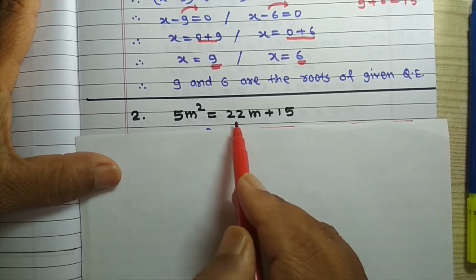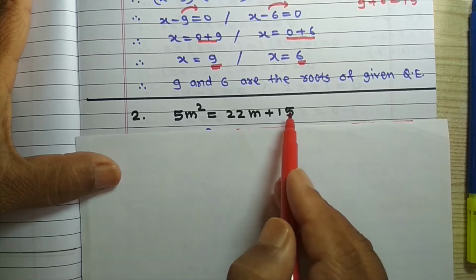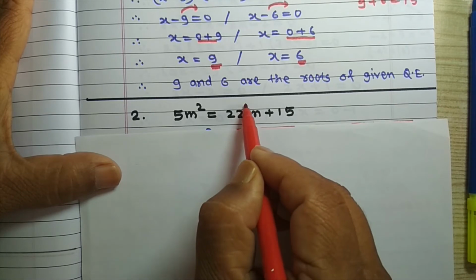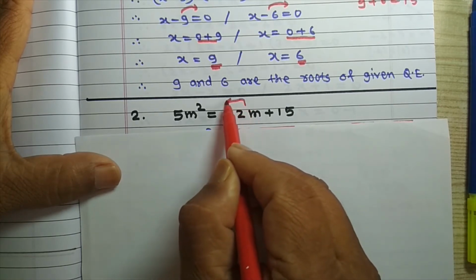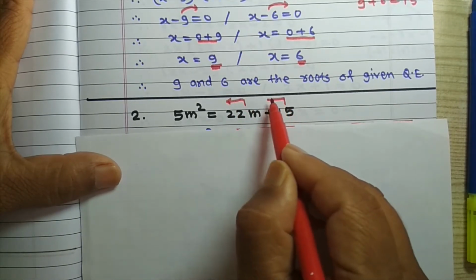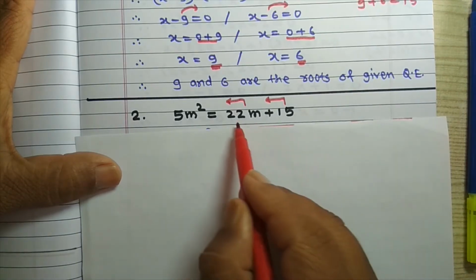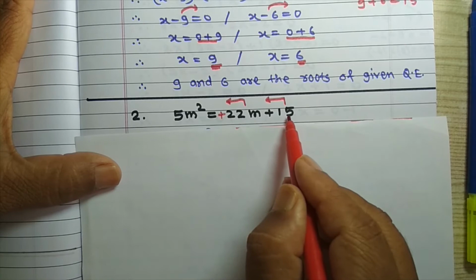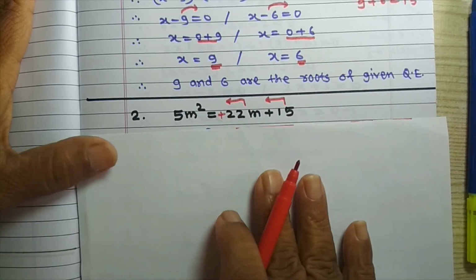5m square is equal to 22m plus 15. Two terms are on the right side of that equality. Therefore, we have to take both the terms to the left side. Then their signs will be changed. Here plus 22, here plus 15. These signs we have to change.